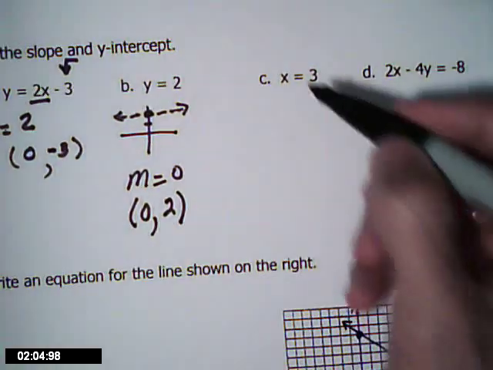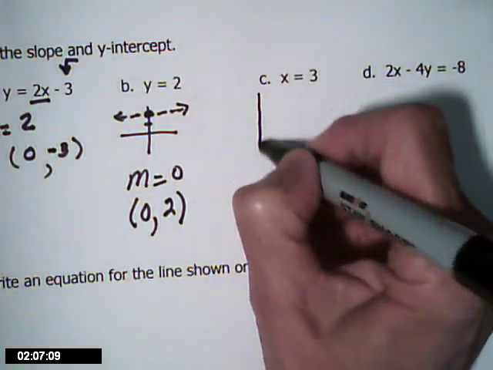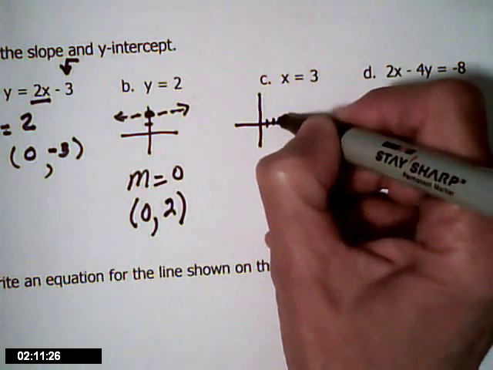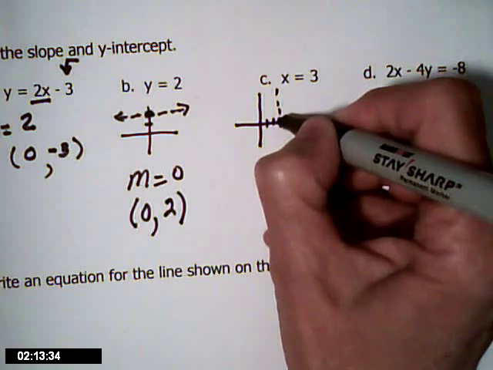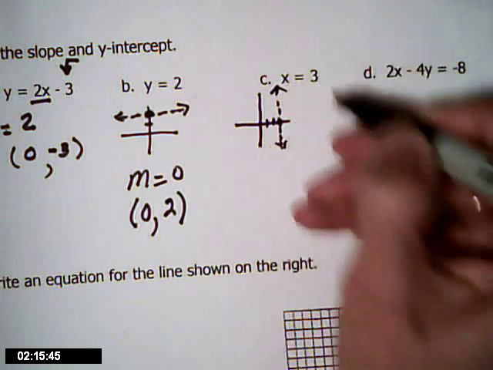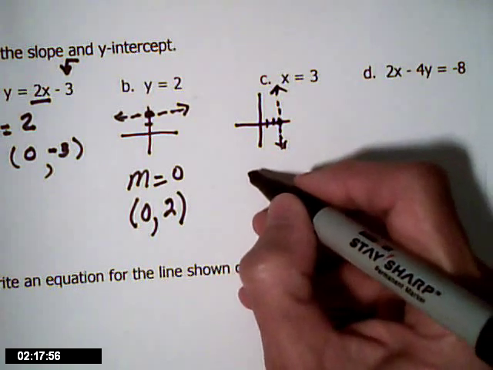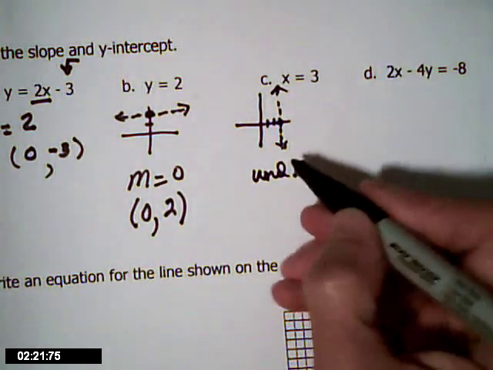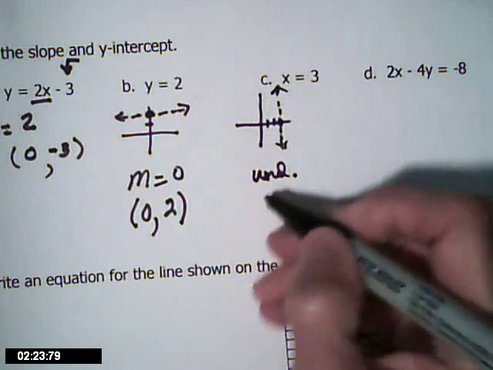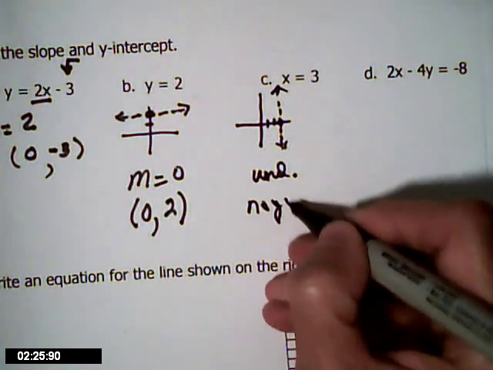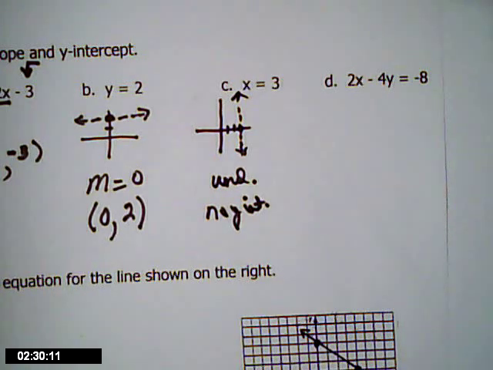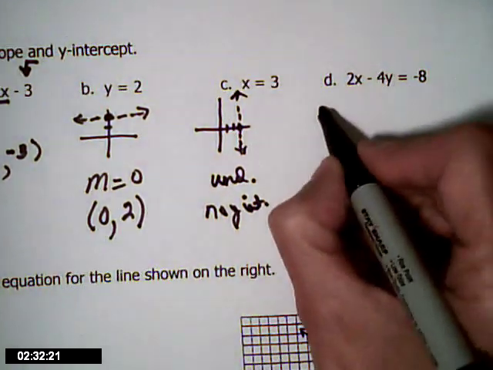Think of the equation x equals 3. Now if you remember again in a form of a picture, x equals is a vertical line, so it would be something like that one. The slope of a vertical line is undefined, or no slope, and this line never crosses the y-axis, so it has no y-intercept.